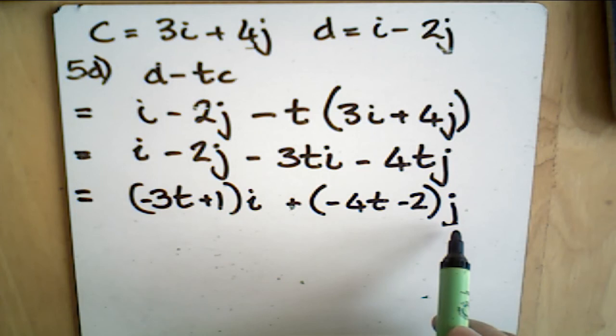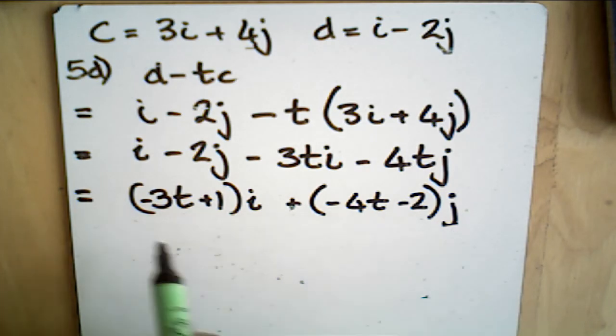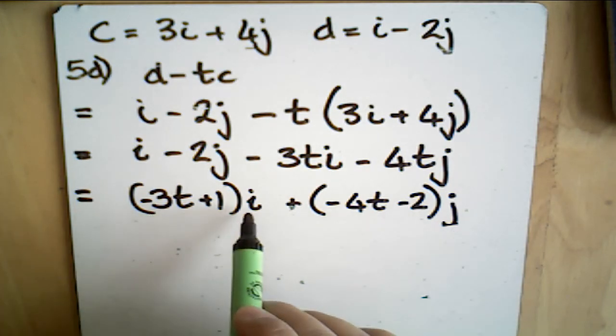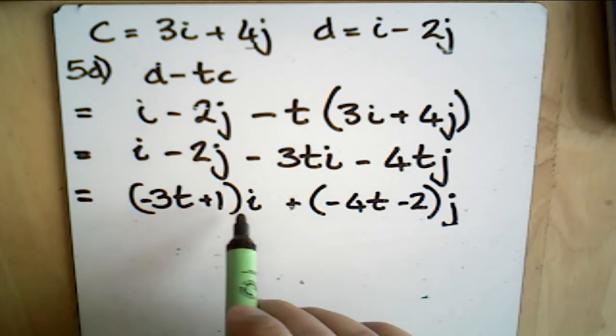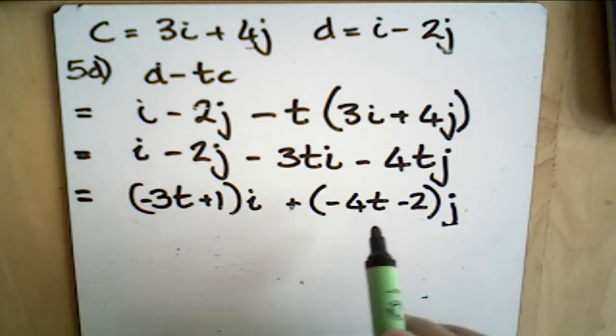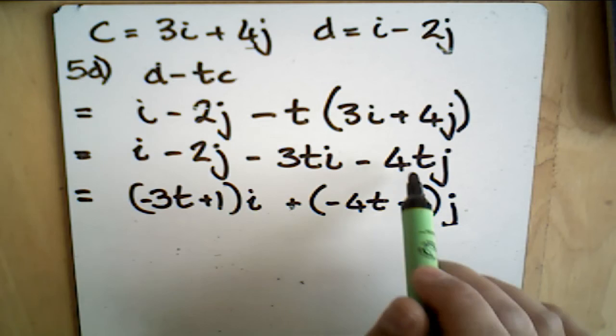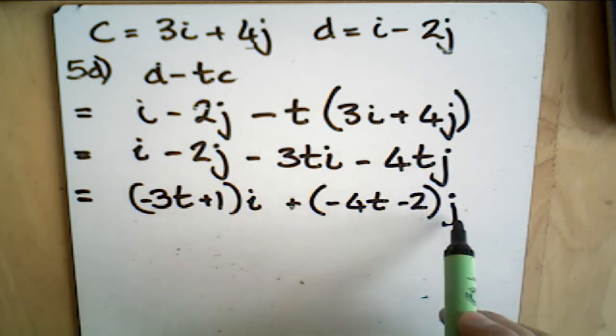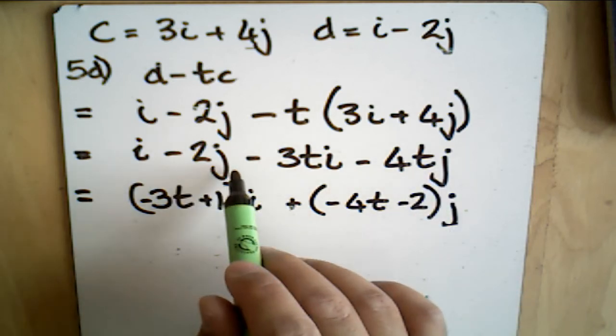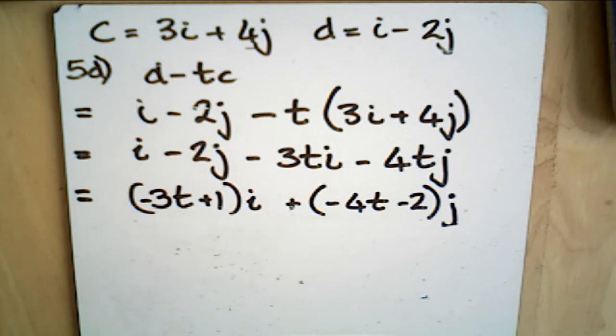Now at this point I just want to double check I've not made any mistakes. So negative 3t times the i brings me that term, the 1 times the i brings me that term, the minus 4t times the j brings me this bit, and negative 2 times the j brings me that bit. So I've got all my bits in order there. I can now have a look at trying to use this parallel bit of information.